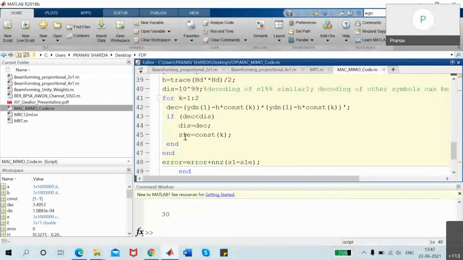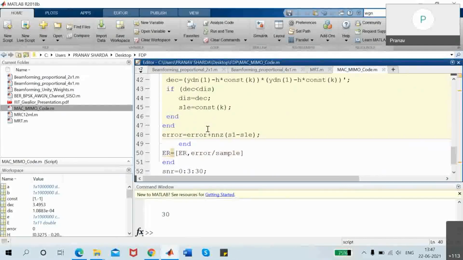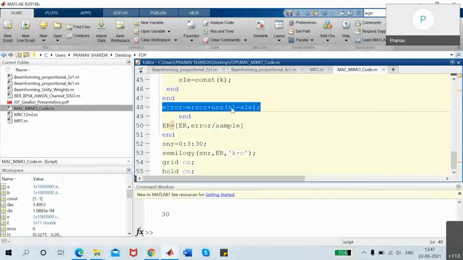So this is the logic of decoding a particular symbol, already discussed multiple times in this session, right? Then counting the errors. The estimated S1 is the decoded symbol at the receiver side, and S1 is the actually transmitted symbol. And this command, I told you earlier, will pick the array and count the number of non-zero elements in that array.